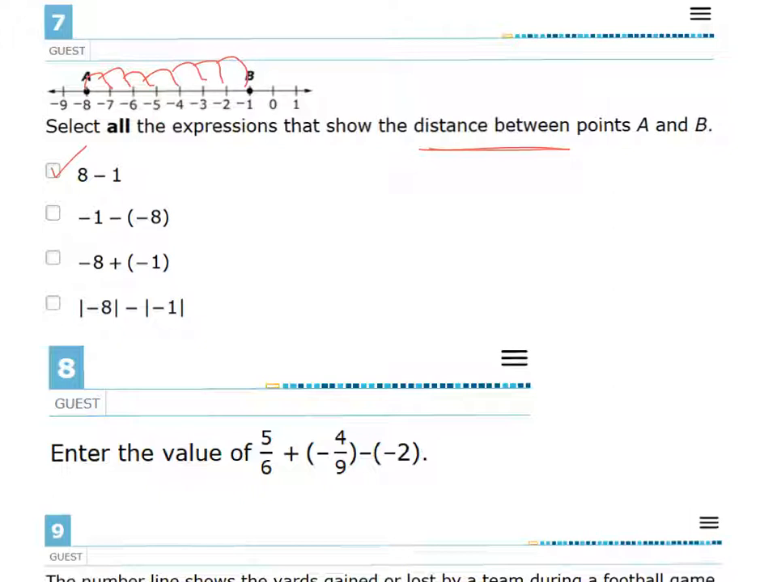Negative 1 minus negative 8 would be negative 1 plus 8, and that would also get us 7. And then we have negative 8 plus negative 1. Well, they're both negative, so you're actually adding an extra negative. That'd be negative 9, so that's not true. And then the absolute value of negative 8, which is 8, minus the absolute value of negative 1, which is 1, so it's 8 minus 1, which is 7. So that is also true.